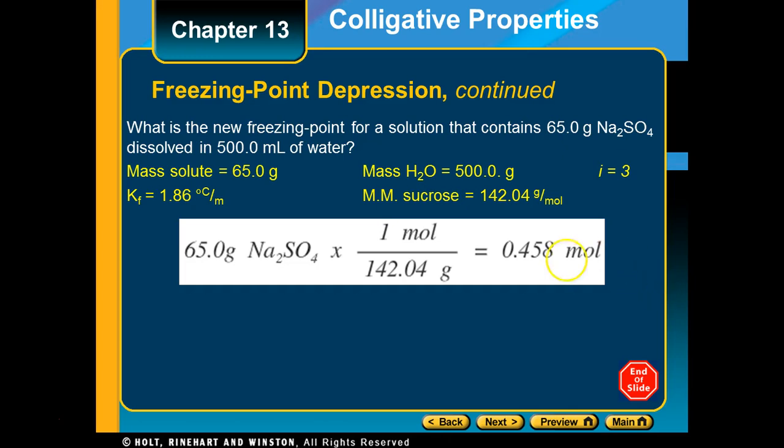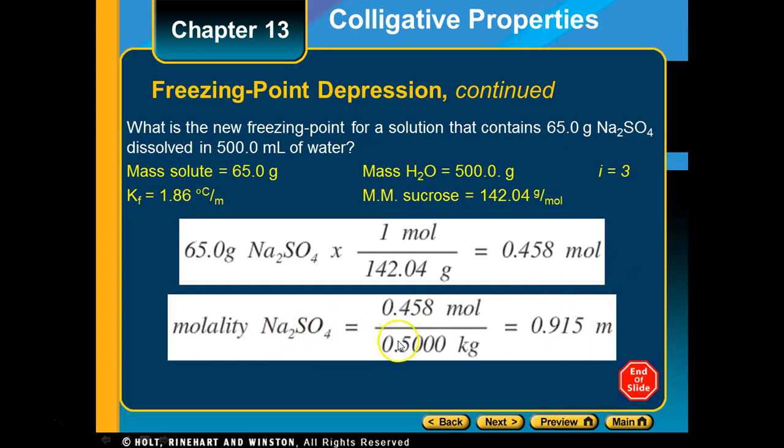So 65 grams of sodium sulfate. 1 mole is 142.04 grams. You end up with 0.458 moles of sodium sulfate. Easy peasy. We've been doing that for months. Now go ahead and take those moles and find the molality by dividing by your mass in kilograms. So make sure you move that decimal place over 3 times. 0.5000 kilograms. We'll end up with a molality of 0.915 molal.